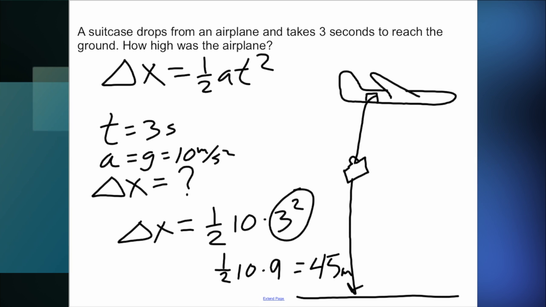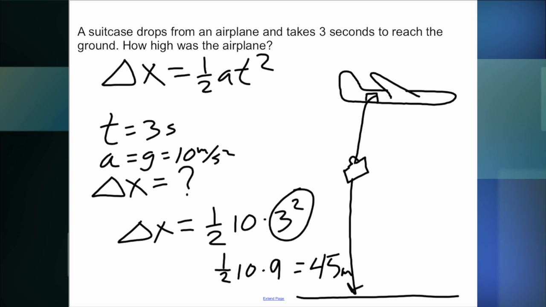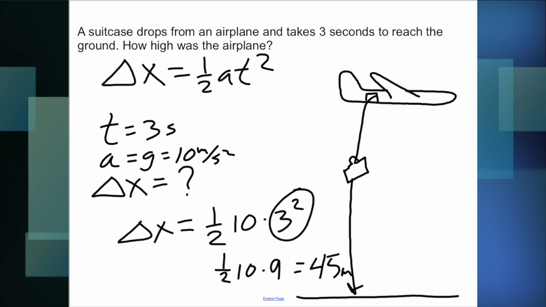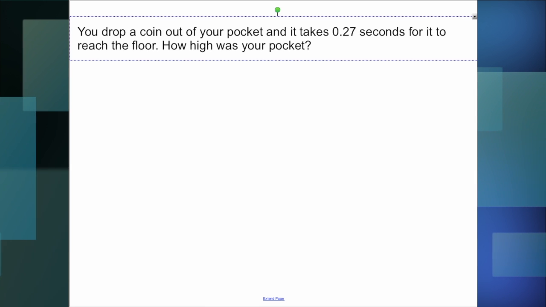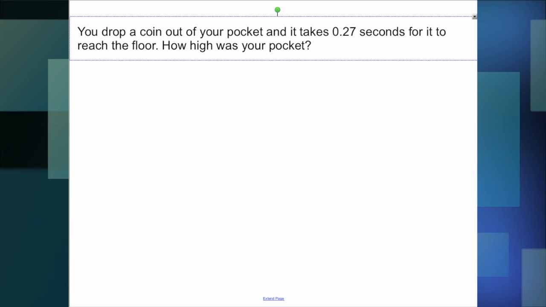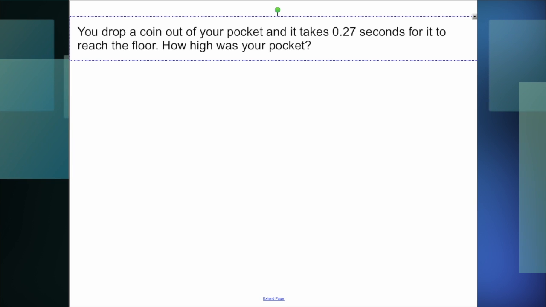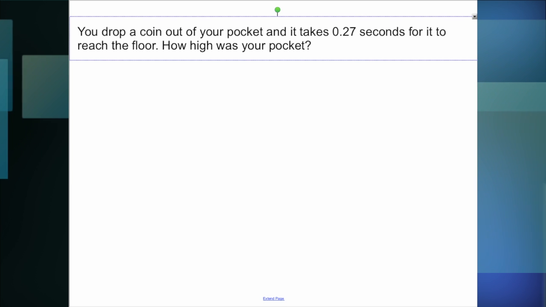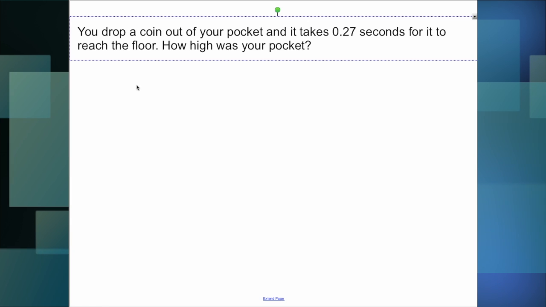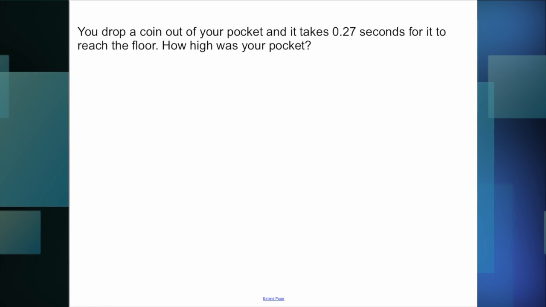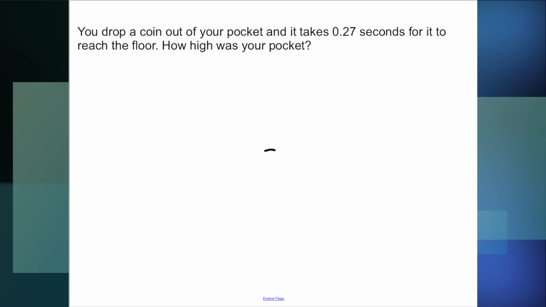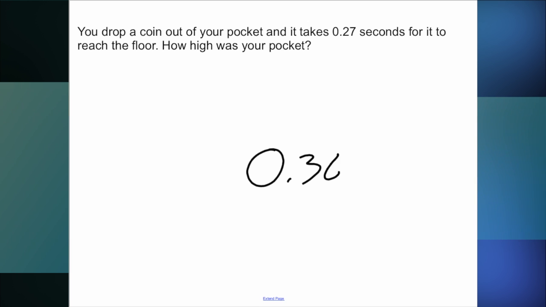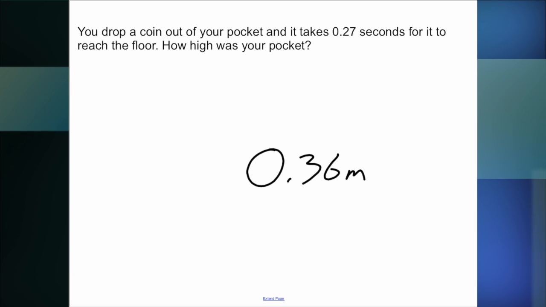All right, I got one more question for you to answer, all on your own. You drop a coin out of your pocket, and it takes 0.27 seconds for it to reach the floor. How high was your pocket? Okay, go ahead and pause the video, calculate it. All right, you calculated it. Okay, did you get 0.36 meters? If so, you're right. All right, that's it.